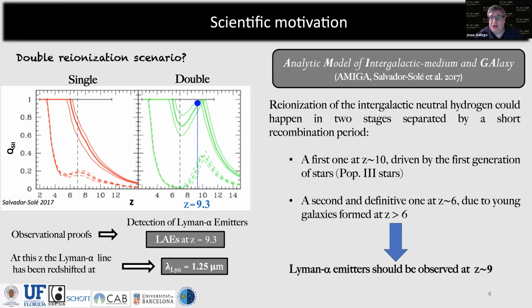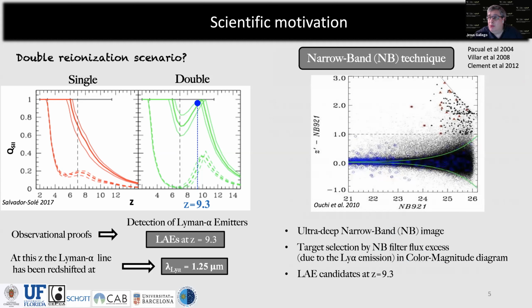So an observational test for this scenario would be to detect Lyman alpha emitters at redshifts similar or close to 9. So in that case, when we are speaking about a Lyman alpha emitter at z about 9 or 10, the Lyman alpha emission is redshifted to the near infrared. So our project was based on the narrow band technique, which is a technique that we have used in the past, for example, in 2004, Villar 2008, or Clement in 2012.